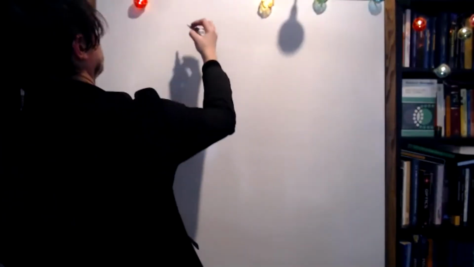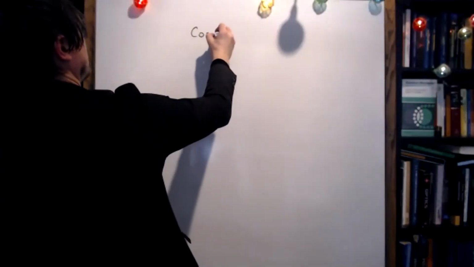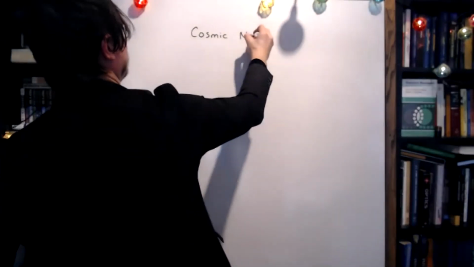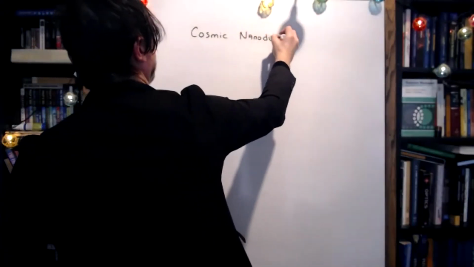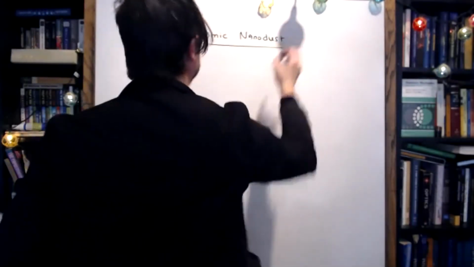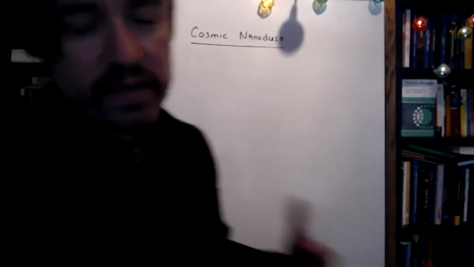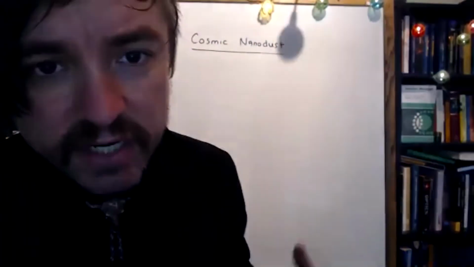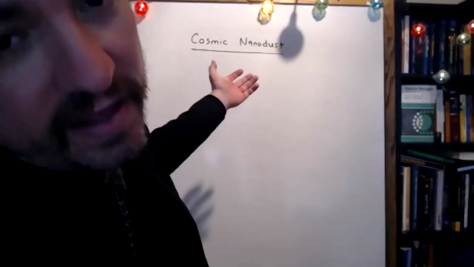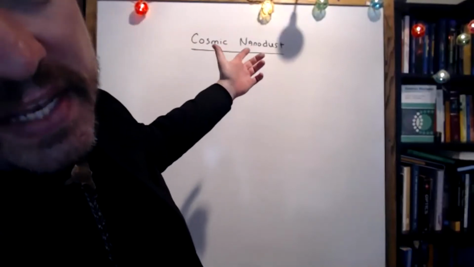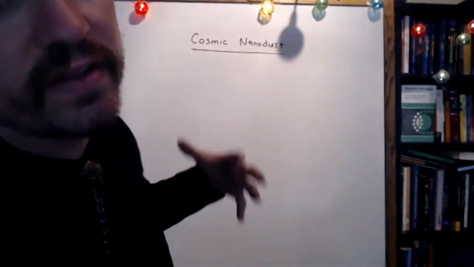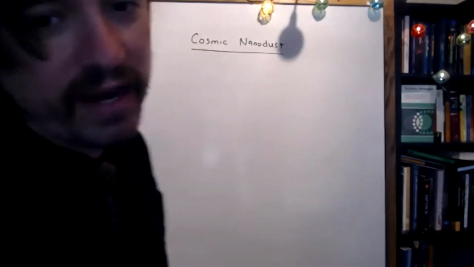So let's talk about cosmic nanodust. Now, the reason why I'm telling you so much about nanodust is, in a way, the material of Earth and the material of your bodies is made from cosmic nanodust. But cosmic nanodust also plays a huge role in star formation and many other areas of astronomy.